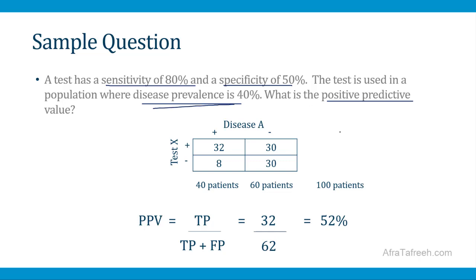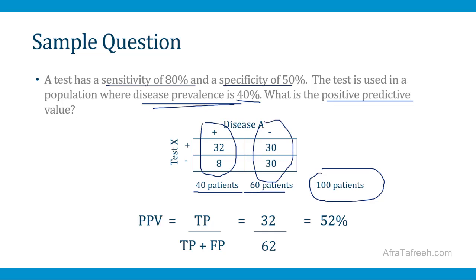Well, the easiest way to answer questions like this is to create a hypothetical group of 100 patients. They tell you that disease prevalence is 40%, so 40 of those patients will go here. That will be the total number of patients in this column that have disease. The remaining 60 patients will go here. That's the total number of patients in this column.